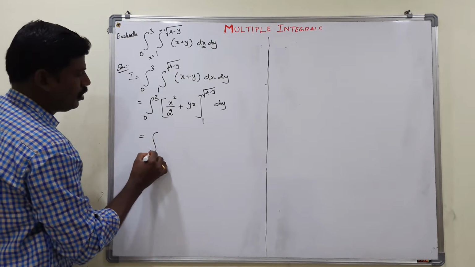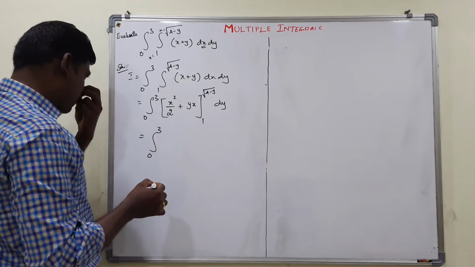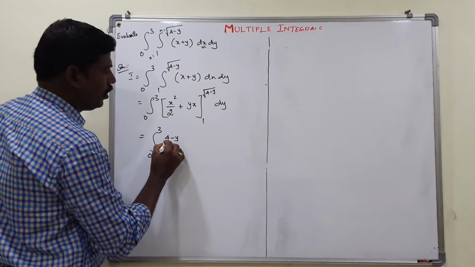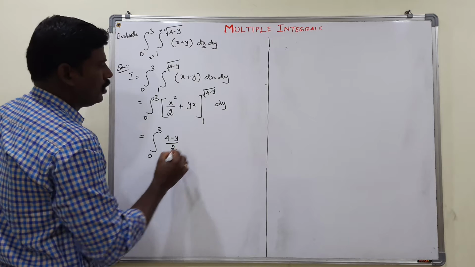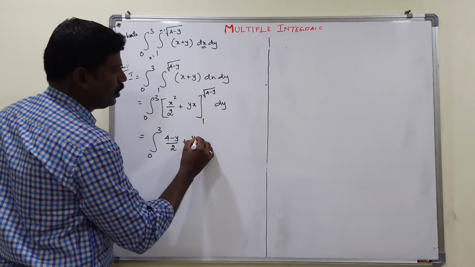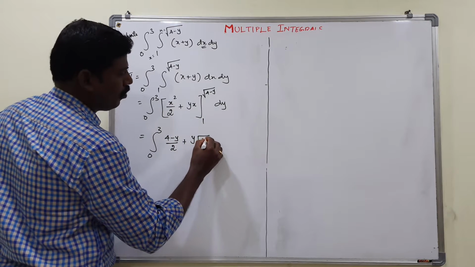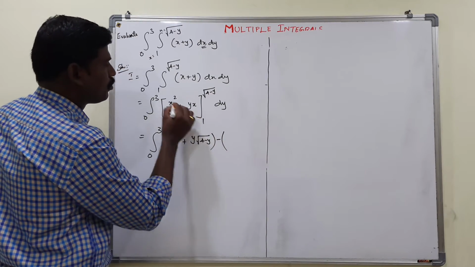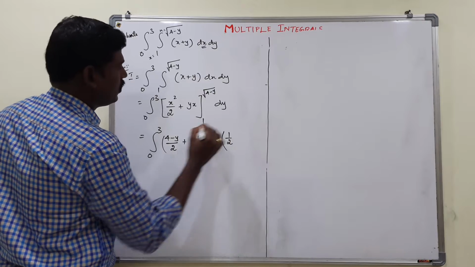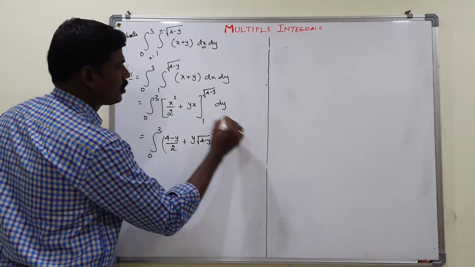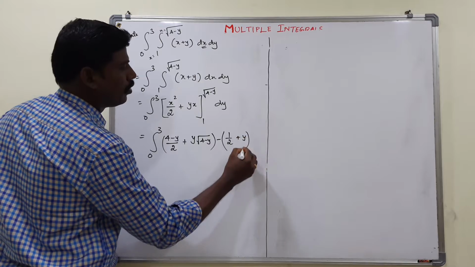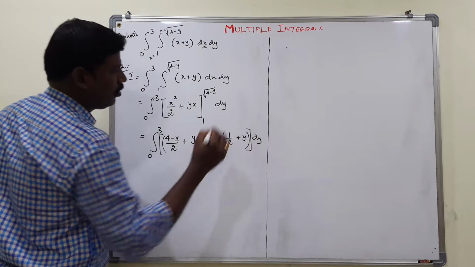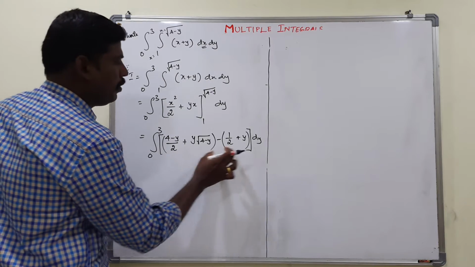So integral 0 to 3, substitute the limits. Root of 4 minus y the whole square, that means 4 minus y, by 2, isn't it? Plus y into root of 4 minus y. This is for the upper limit. Minus the lower limit, substitute 1 for x, isn't it? So 1 square by 2, plus y into 1, y. So this is the value after substituting upper limit minus lower limit.